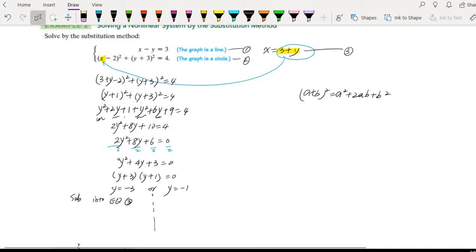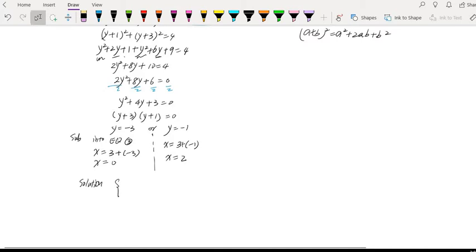So x equals 3 plus negative 3, which is 0. And we do the same thing here: x equals 3 plus negative 1, so x equals 2. Our solution, remember, we write in the order x and y. So that will be 0, and then y is negative 3, so (0, negative 3). And we also have another pair, which is (2, negative 1). So that is our solution.